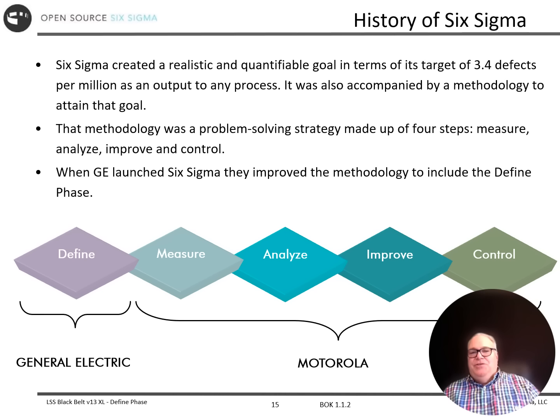A few other historical tidbits. If you read some of the early works that came out of Motorola, we only had a four-step process, and we truly did just steal plan, do, check, act, and called it measure, analyze, improve, and control instead. There was a little bit of a method to our madness.